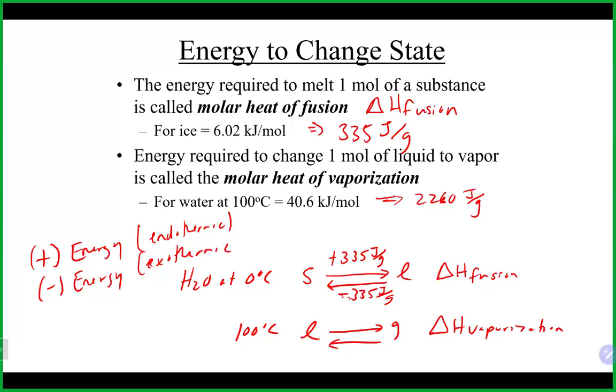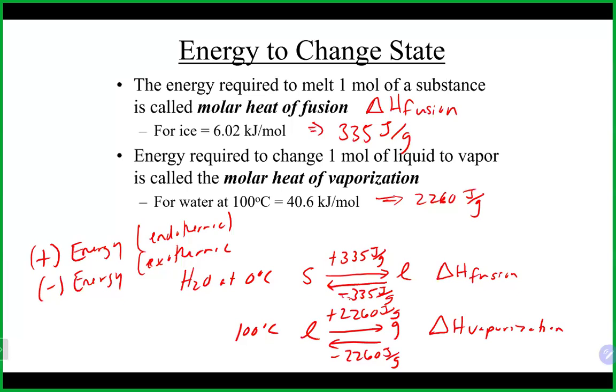And the same thing would happen for our heat of vaporization. As you go from liquid to gas, that's an endothermic process. It would be positive, like 2260 joules per gram. Going in the opposite direction at 100 degrees, it would be minus 2260 joules per gram. So again, really the same number. The only difference is the sign, which indicates whether it's an exothermic process or an endothermic process.